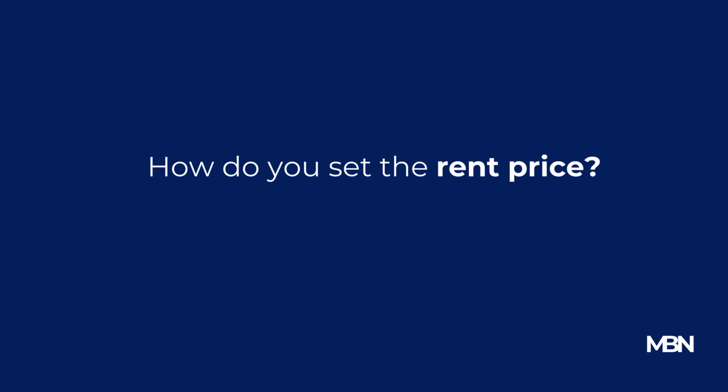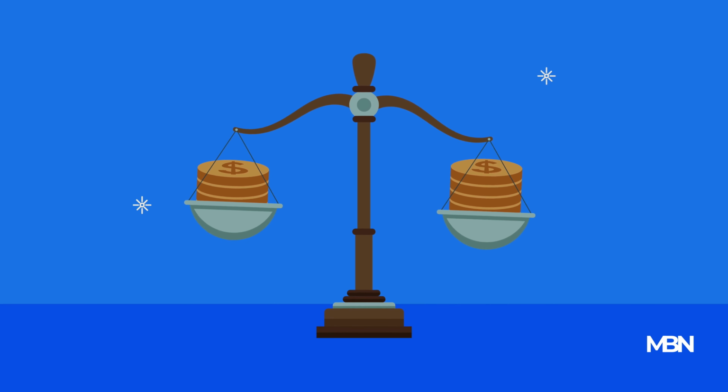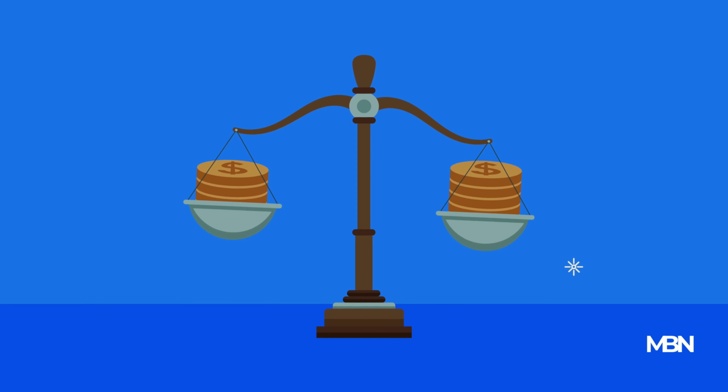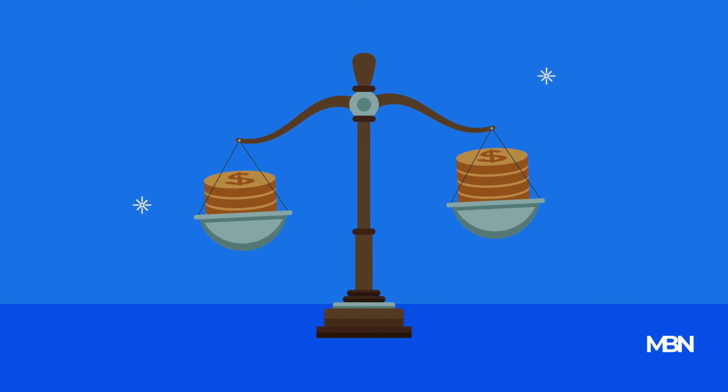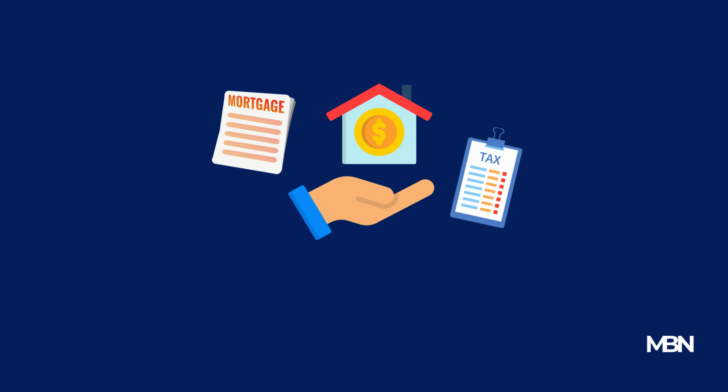So how do you set the rent price? Setting the right rent is a balancing act. Price it too high and you might struggle to find tenants. Too low and you might not make enough profit. A good rule of thumb is to aim for rent that covers your mortgage payments, property taxes, and other expenses, plus a little extra. Once you've figured out the rent price, it's time to find tenants.